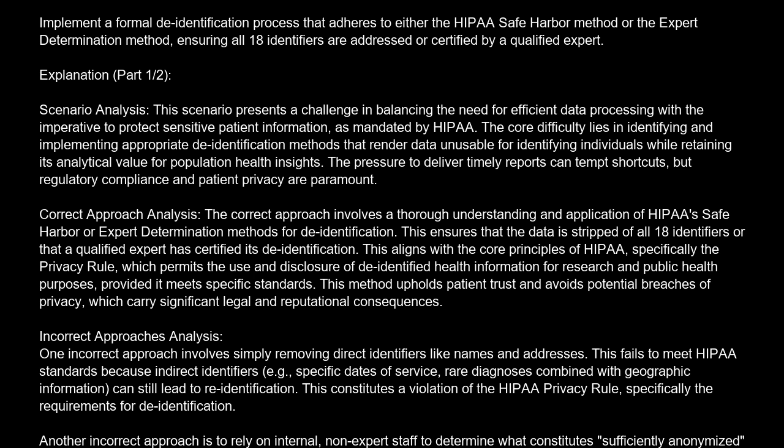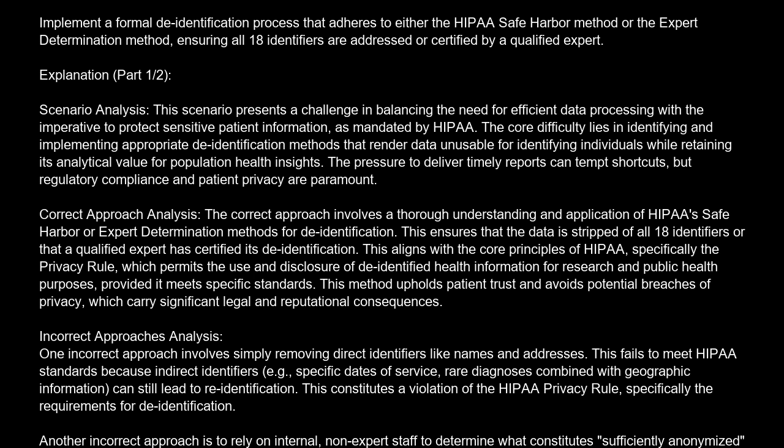Correct approach analysis. The correct approach involves a thorough understanding and application of HIPAA safe harbor or expert determination methods for de-identification. This ensures that the data is stripped of all 18 identifiers or that a qualified expert has certified its de-identification. This aligns with the core principles of HIPAA, specifically the privacy rule, which permits the use and disclosure of de-identified health information for research and public health purposes, provided it meets specific standards. This method upholds patient trust and avoids potential breaches of privacy, which carry significant legal and reputational consequences.